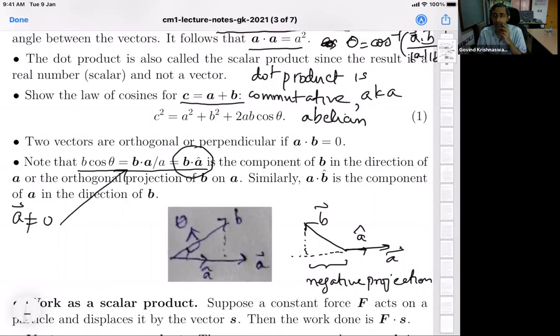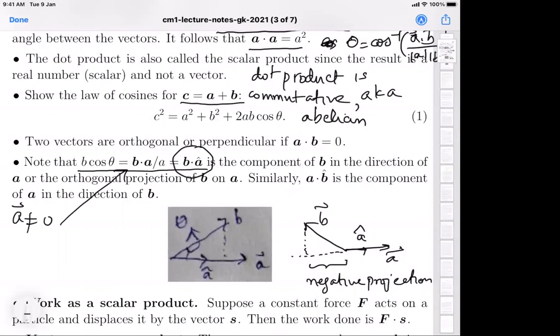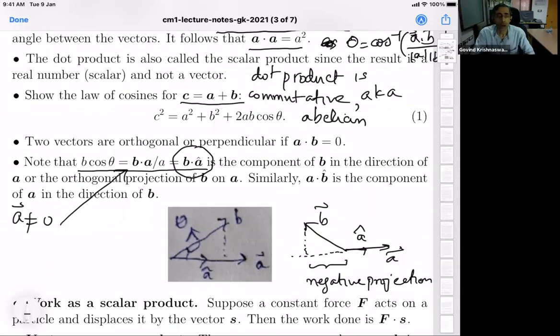Does that clarify what was being asked? Yes, sir. Okay, great. So that's the projection or the component of B in the direction of A. It can be in the direction opposite to A also, right? This negative projection example illustrates that.